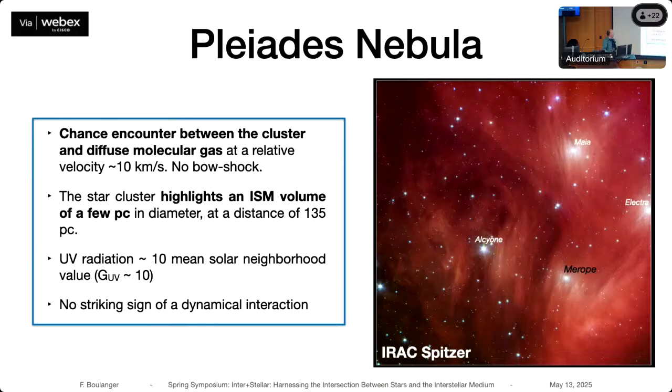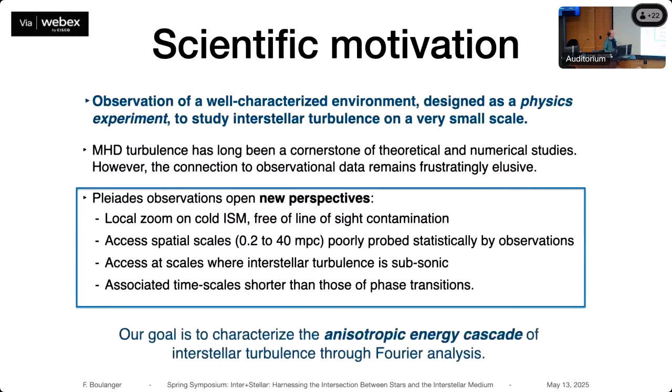So the radiation field is a bit enhanced, but not very much above the average value. And what is important is that we don't have this dynamical interaction. So we have just switched on a light to look at the ISM locally. So the scientific motivation when we applied for time and worked on this data was to really use the James Webb to observe a well-characterized environment, a bit designed as a physics experiment, which will help us study interstellar turbulence on a very small scale, on a scale which we don't usually access.